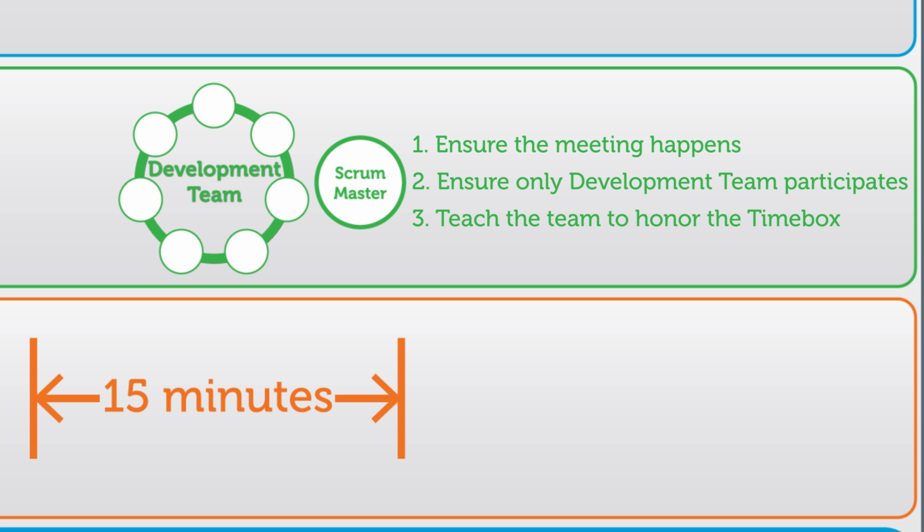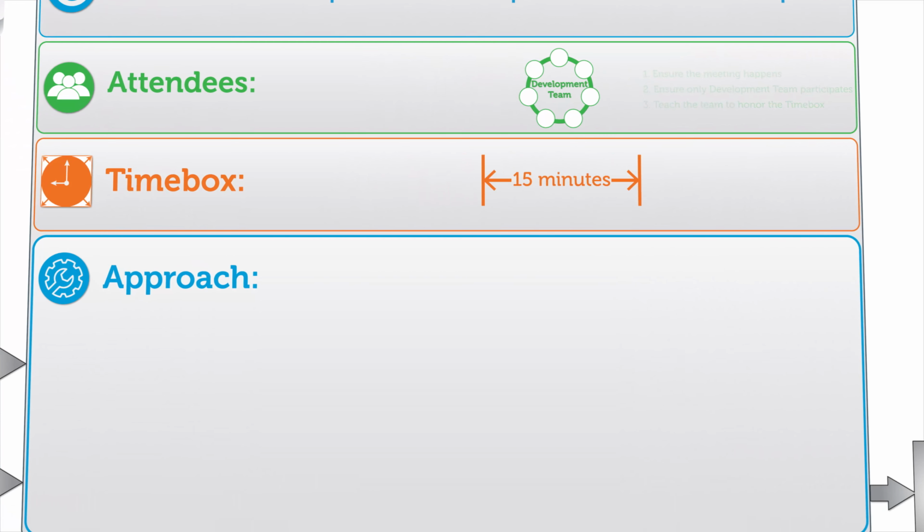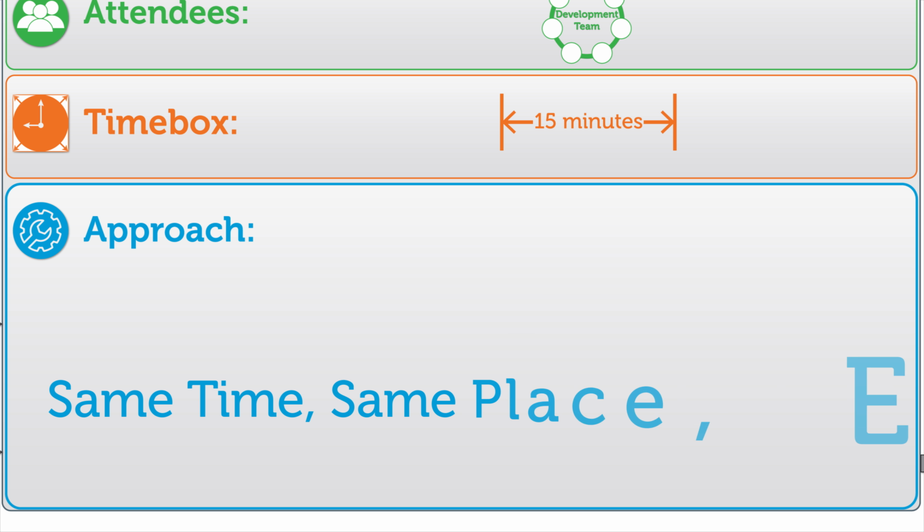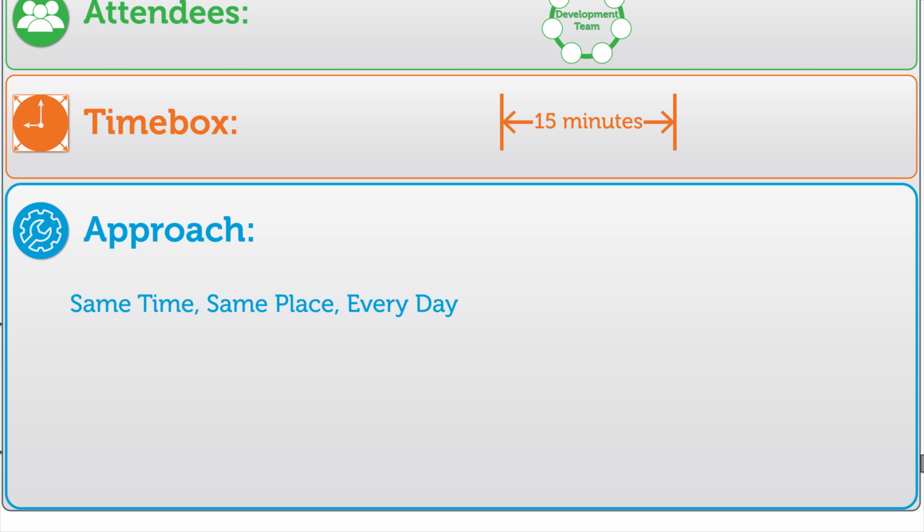Once the development team has mastered the time box and the meeting is a regular part of the team's daily work, the Scrum Master may choose not to attend, or may choose to attend in a purely neutral and facilitative role. The daily Scrum meeting is typically held at the same time and place each day to reduce complexity.